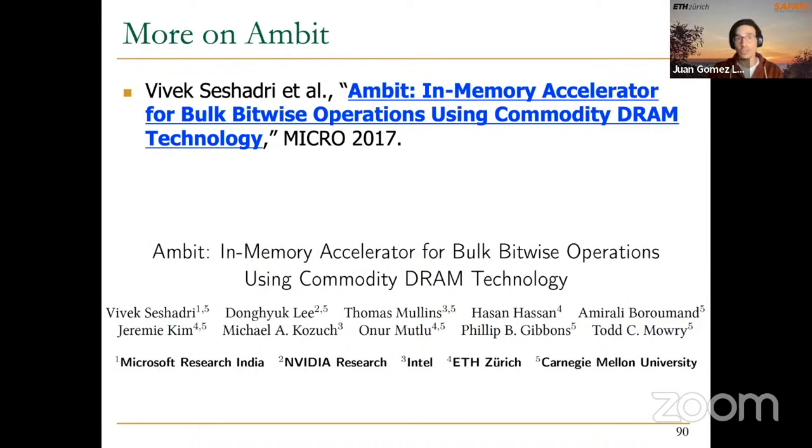Now you might be asking yourselves, okay, you talk about one application, bitmap indices. You have also shown some results for micro benchmarks that are just bitwise operations. But the question is, how can we enable more complex arithmetic, more complex operations? Because as I said before, if you have AND, OR, and NOT, you have a functionally complete set. You could implement inside memory, for example, addition, multiplication, or other operations as well.